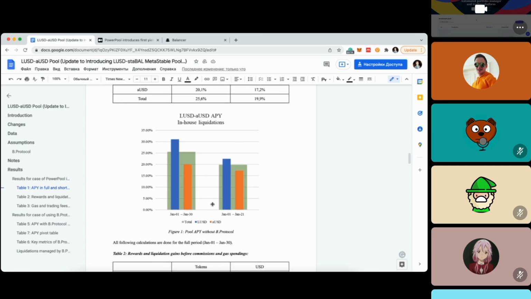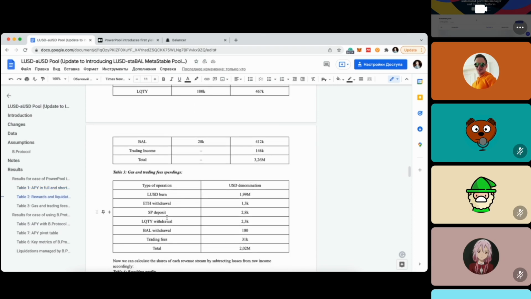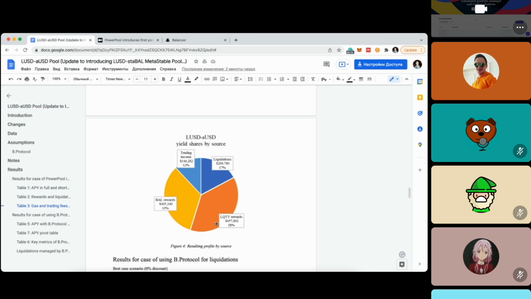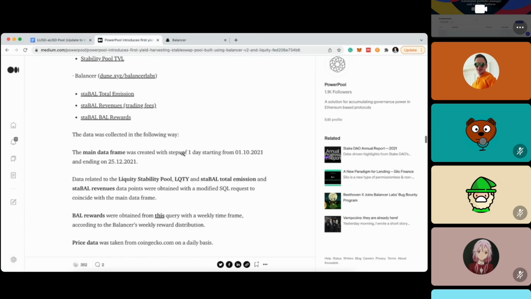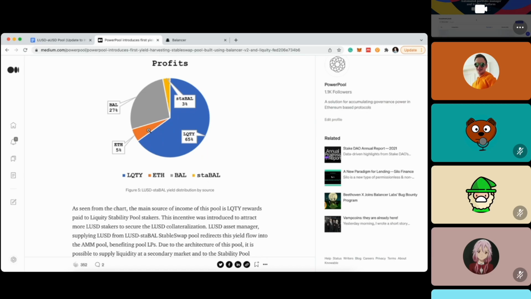So here are the results for in-house liquidation. There are some statistics here about types of operations like gas, trading fees, spendings, etc. How much LUSD was burned through the experiment, how much we got, etc. And here we can see the yield by source, which is much more interesting. In this case we have mainly liquidity rewards, little StableSwap rewards, and Ethereum liquidation gains account for only 5% of the income of the pool.